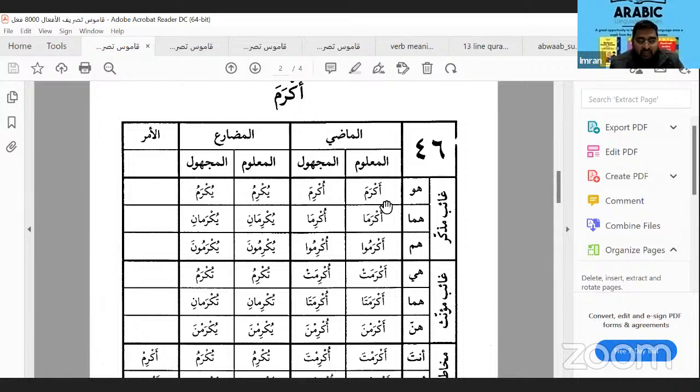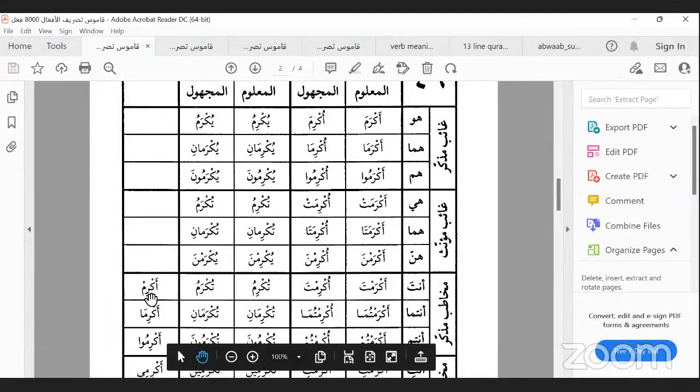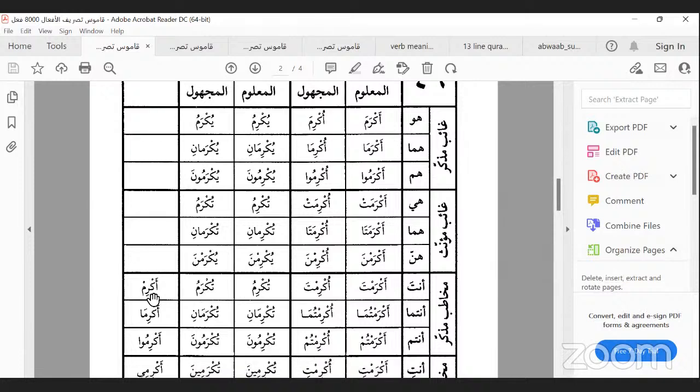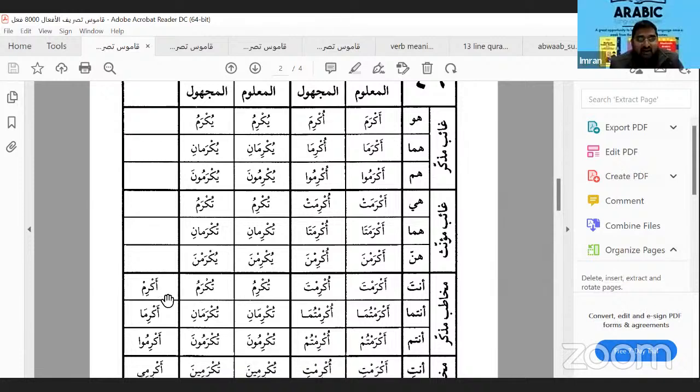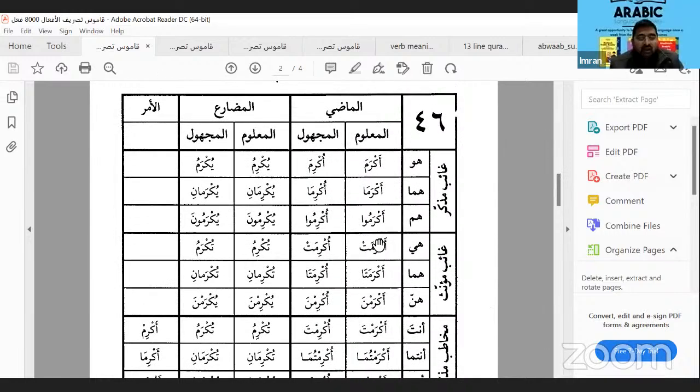Dakhala means entered. He entered, yes? Allahumma adkhil, imperative. Adkhil. Make to enter. It's a command. So this is how it becomes the command. So let's conjugate now akrama, which is a 4-letter verb, which comes in the meaning of causative.